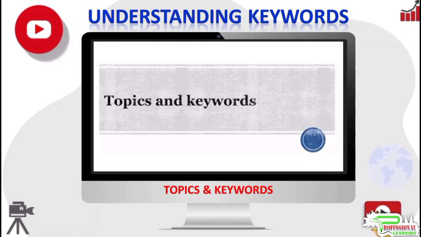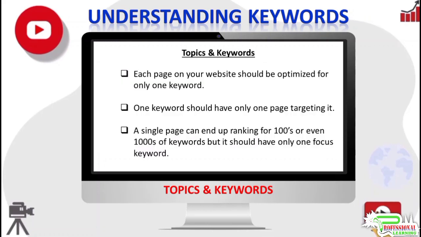Each page on your website needs to be optimized for only one keyword. Conversely, one keyword should be targeted by only one page and not more than one. So if you want to target, say, 100 keywords, you will need at least 100 pages. A single page can finally end up ranking for hundreds or even thousands of keywords. We will see how that is possible in later videos. But one page should have only one focus or primary keyword.